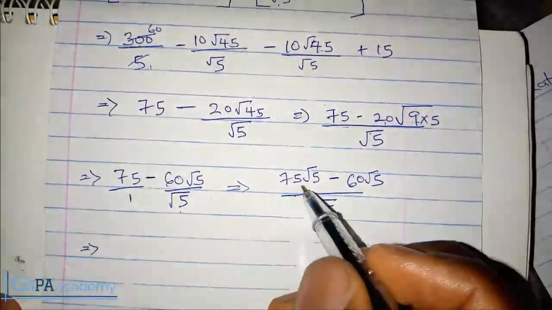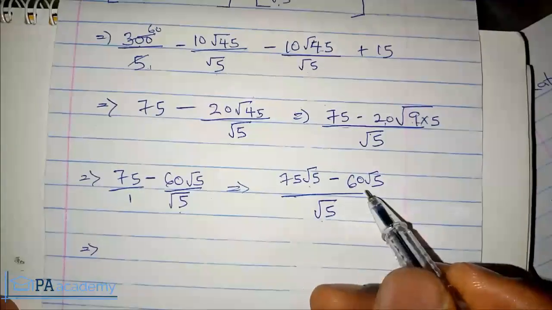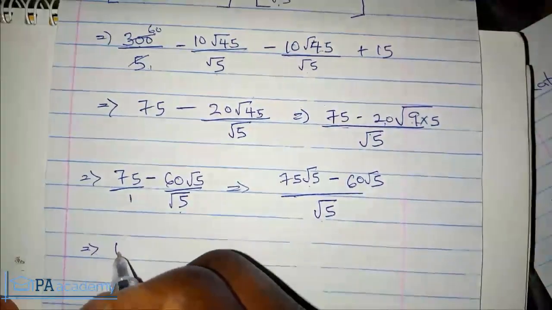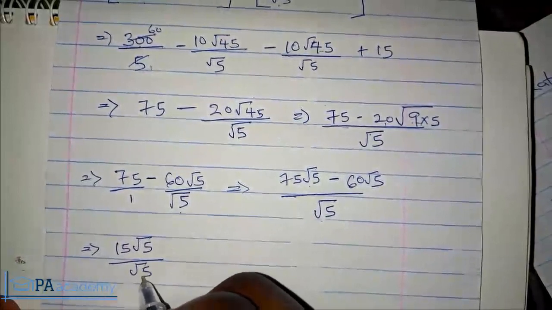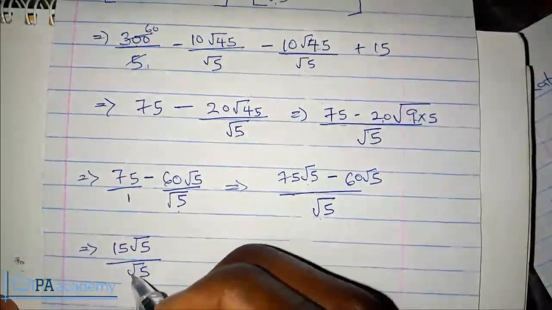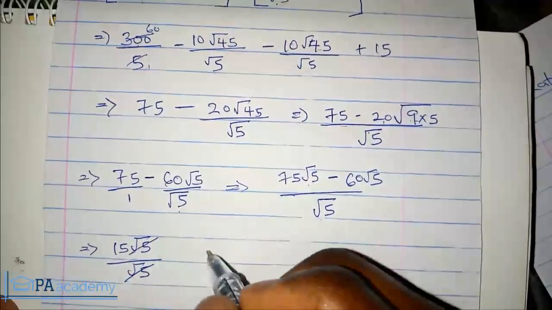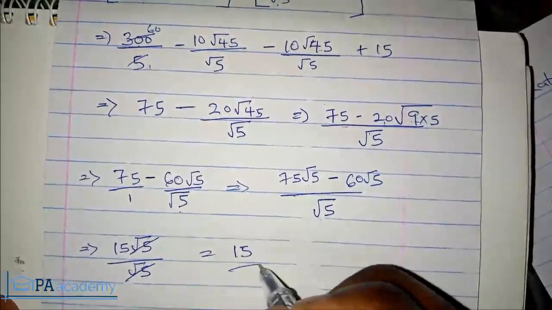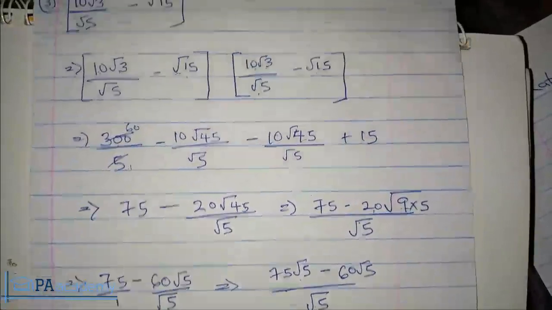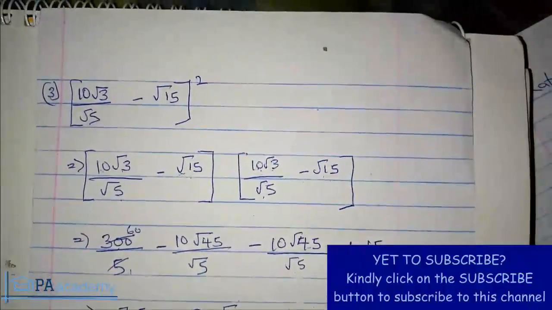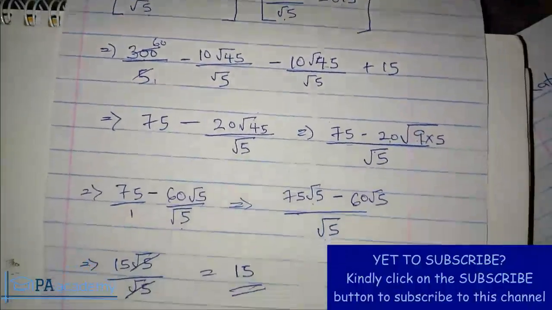So this will give us 75√5 minus 60√5. That will give us 15√5 over √5. So at this junction, √5 can cancel √5, leaving us with 15. So the answer to question number 3 is 15. So here is the solution.